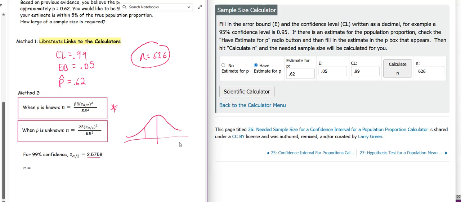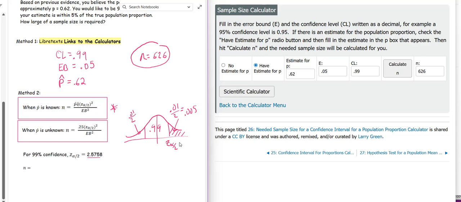And the way you find that is you look at a standard normal curve. The area in the middle is 0.99. So the area in each tail is 0.01 divided by 2. And 0.01 divided by 2 is 0.005. And you just go to a normal probability calculator and compute this number here, z sub alpha over 2, such that the area to the right of that number is 0.005, and you get 2.5758.